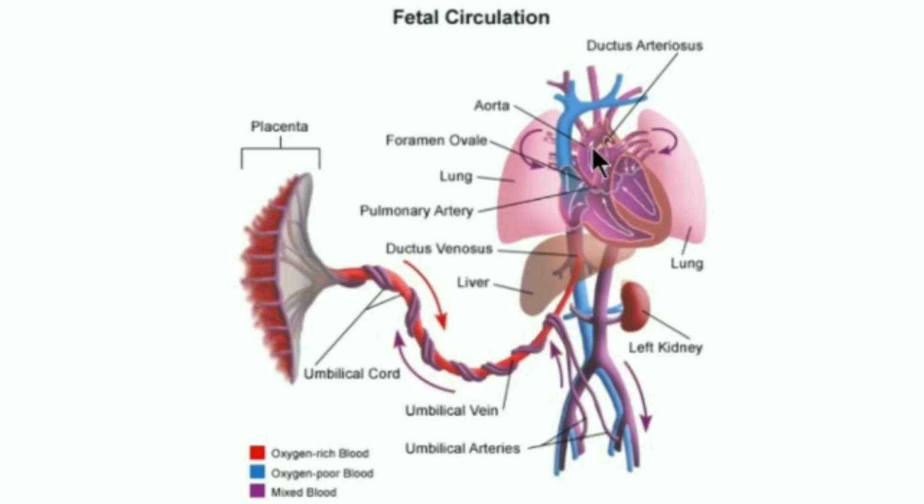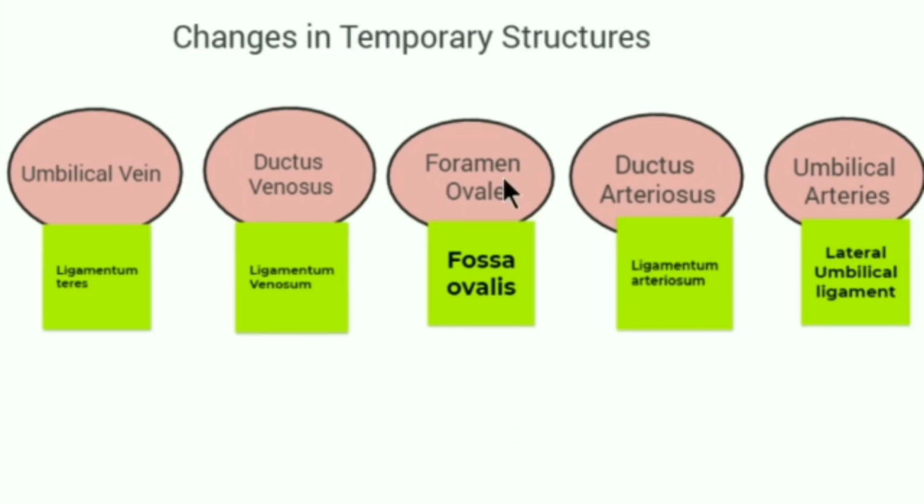Next we will see what happens to these additional structures after birth. Before that, the oxygen percentage of the umbilical vein is around 80%. When it comes back through the umbilical arteries, the oxygen percentage is only 40 to 60%, around 60%. From the placenta it is oxygenated again, and this oxygenated blood goes to the fetus through the umbilical vein.